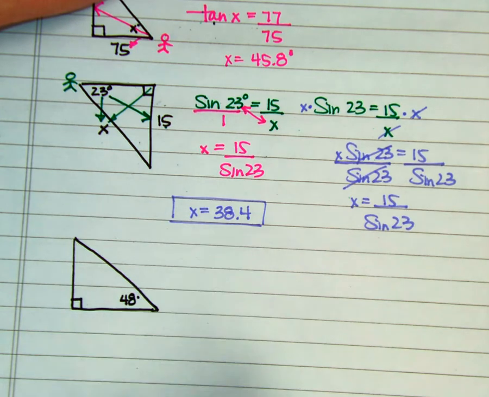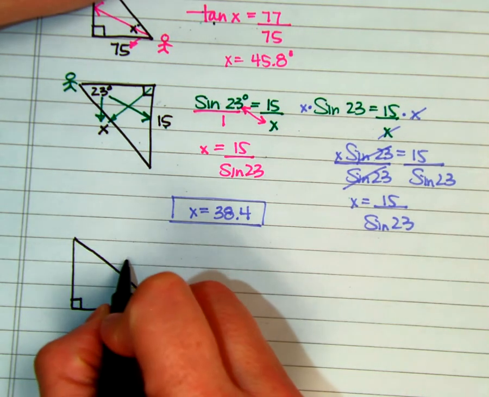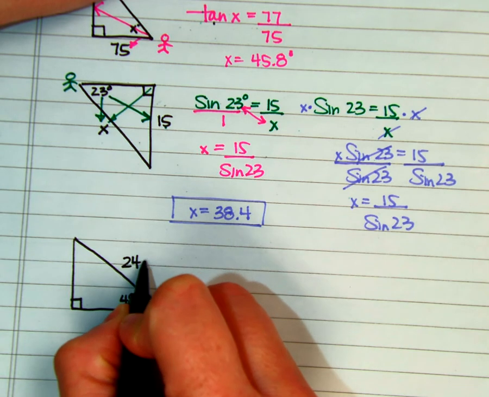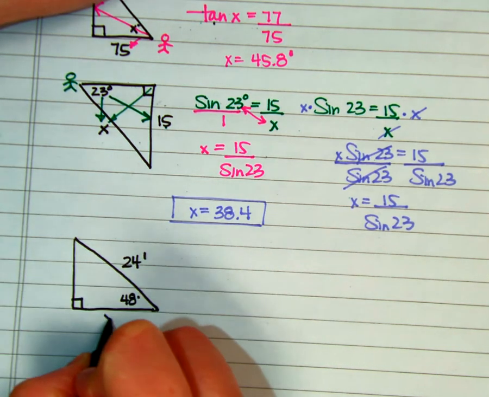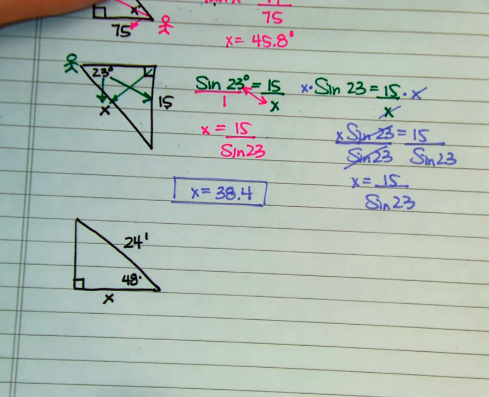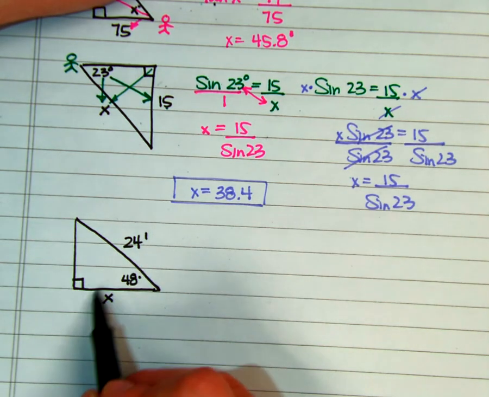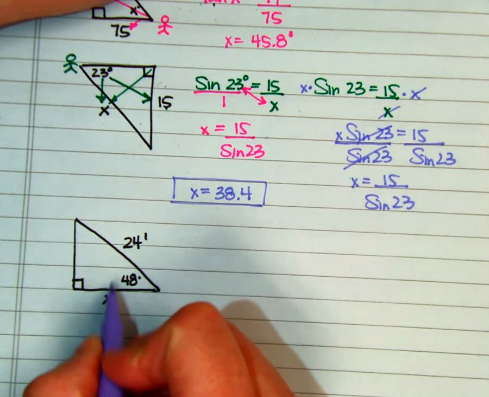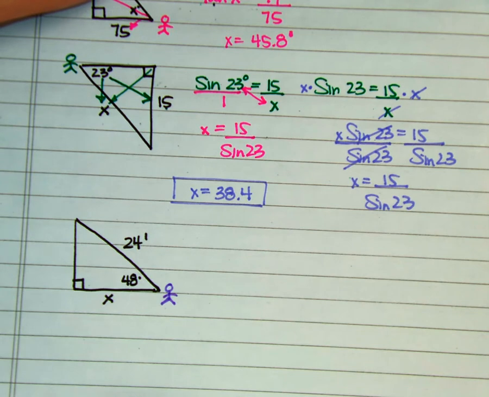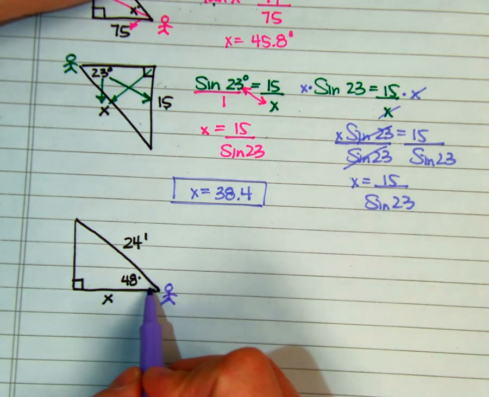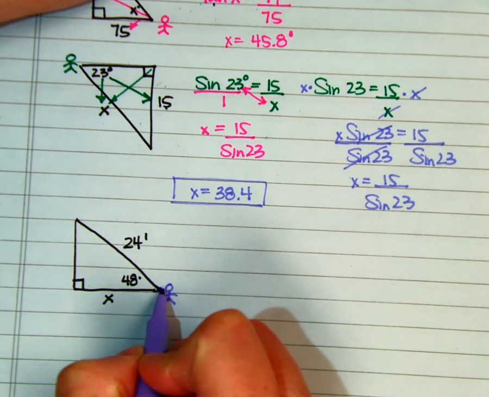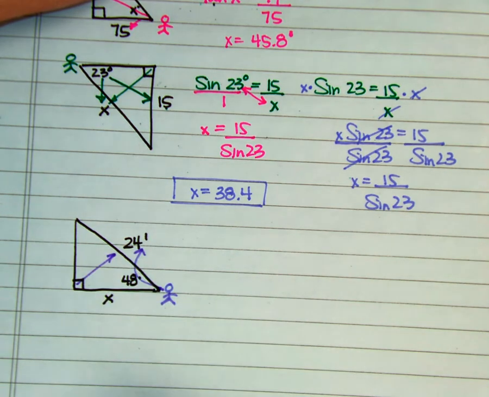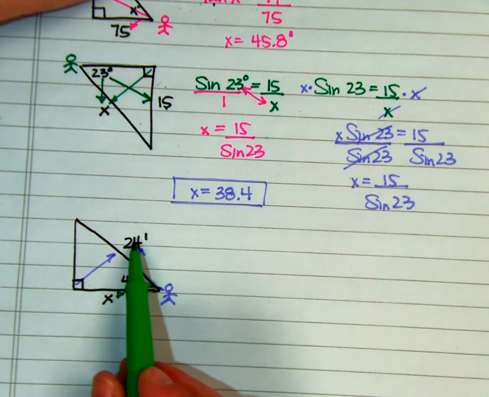So let's say I have 48 degrees here, and I know that this is 24 feet, and I'm looking for that measurement. Okay, so I clearly have the hypotenuse, so I'm looking for a leg. So again, this is the angle that I either have or the angle that I'm trying to find. So there's my little person. So from where I am standing, I have the hypotenuse clearly, because that is always going to be the hypotenuse since it's opposite the right angle. And then I have the adjacent.